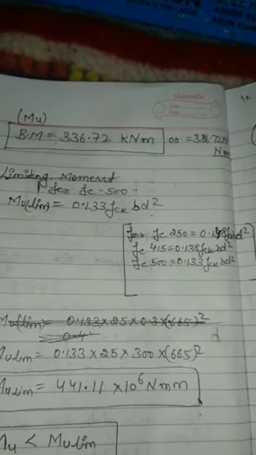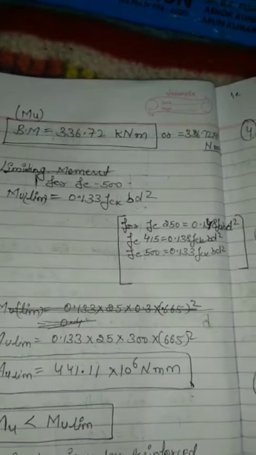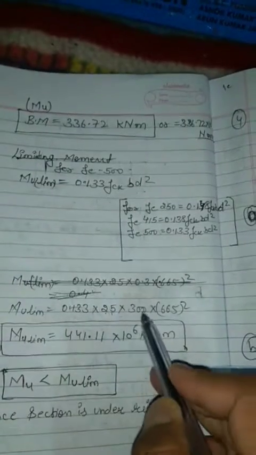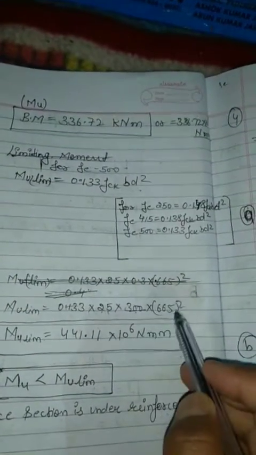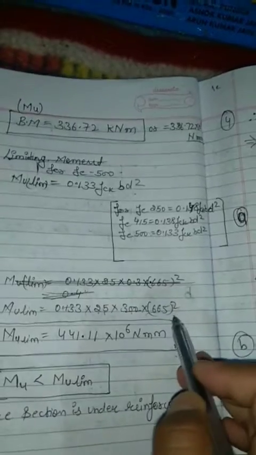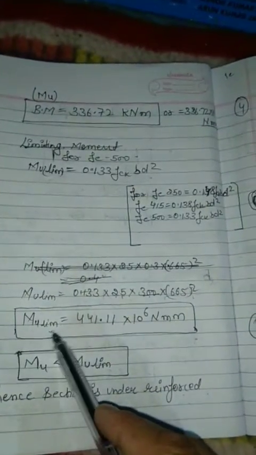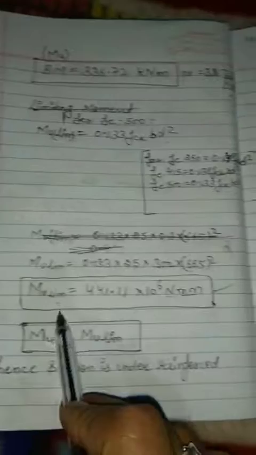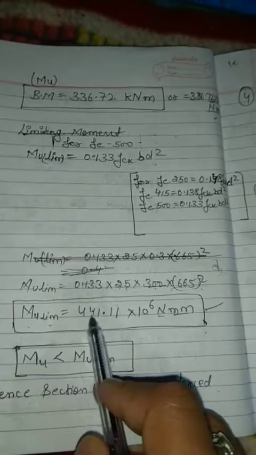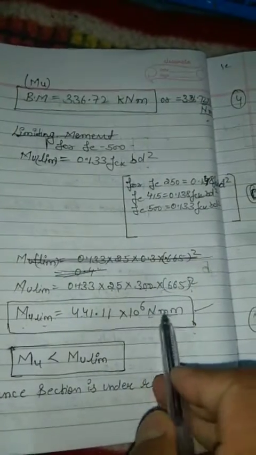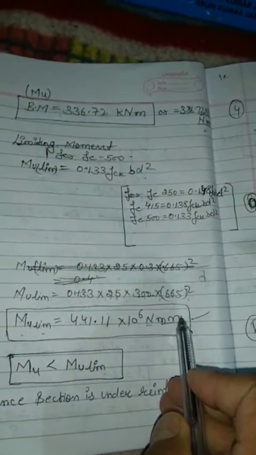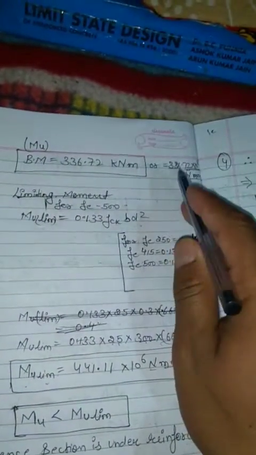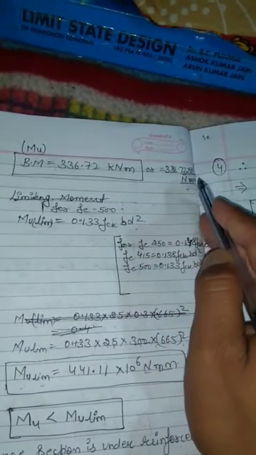Now we'll calculate the value, that is Mu limiting. So Mu limiting here is 0.133, 25 is the fck, 300 is b and 665 is your d. We are taking it in mm. So we'll take Mu limiting as 441.11 into 10 raised to power 6 Newton mm. So Mu limiting here coming is 441 into 10 raised to power 6 Newton mm, and the moment that we have calculated for the section was 336.72 into 10 raised to power 6 Newton mm.